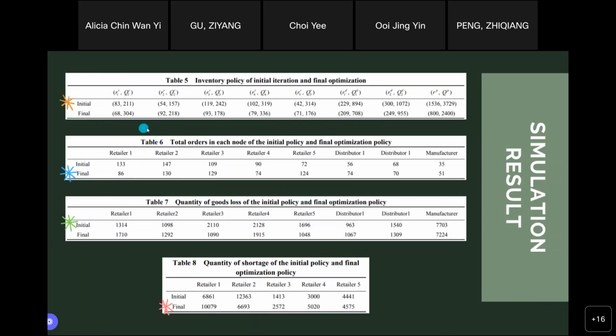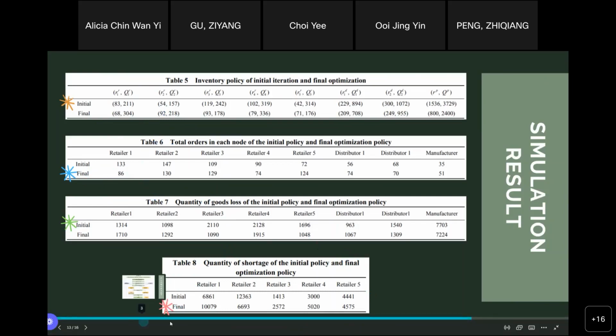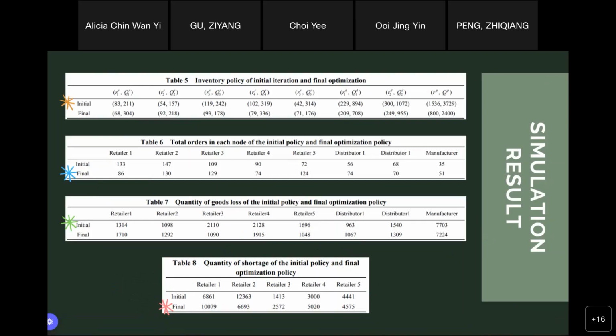So by comparing table 5 and table 6, it is shown that the transportation cost of the initial policy is slightly larger than the optimization policy, as the transportation cost of the inventory system depends on the order number and the quantity of order. Next, for table 8, the shortage quantity of the initial policy is slightly less than the optimization policy. So from this result, we can conclude that reducing the R and Q values will reduce the inventory, but will also result in an increase in the shortage cost.